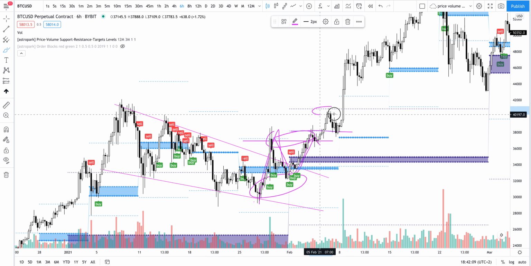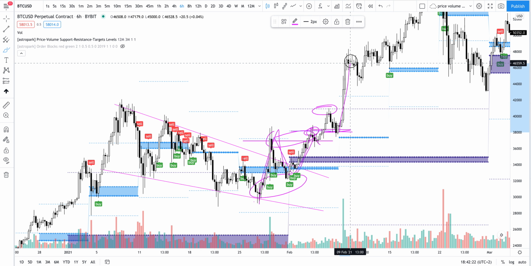Okay, the monthly target was reached, price acceptance above the previous target, which is now support. Here it acted as a resistance. Now it's support, so long again.